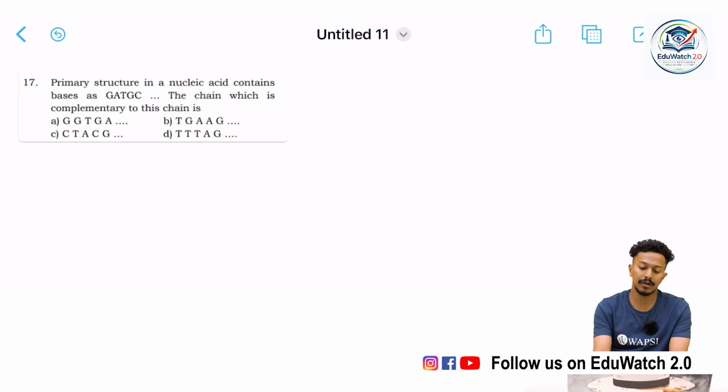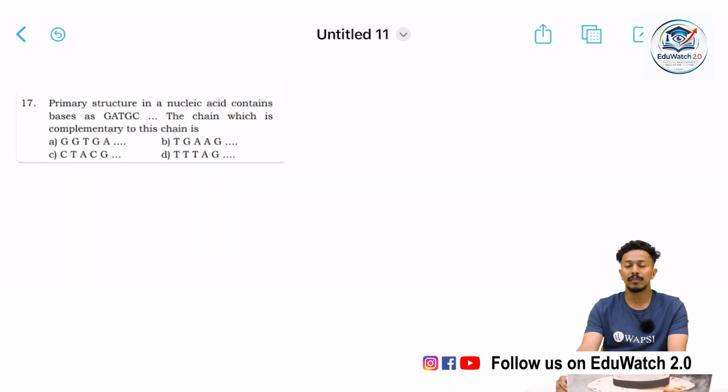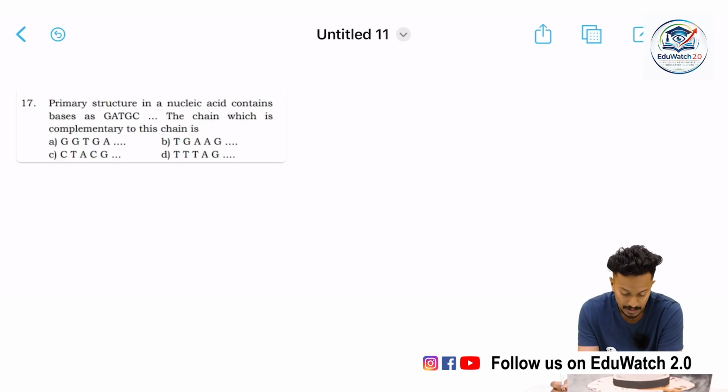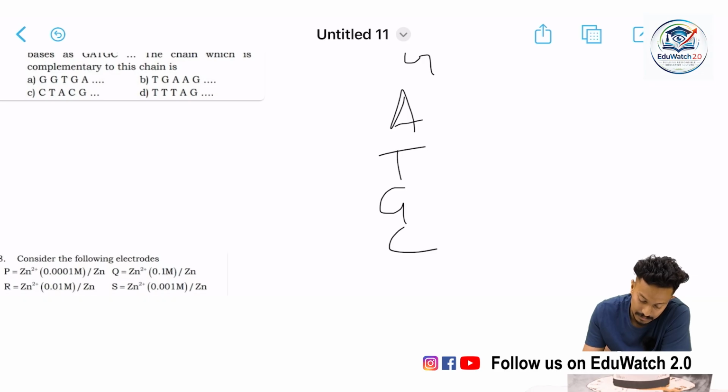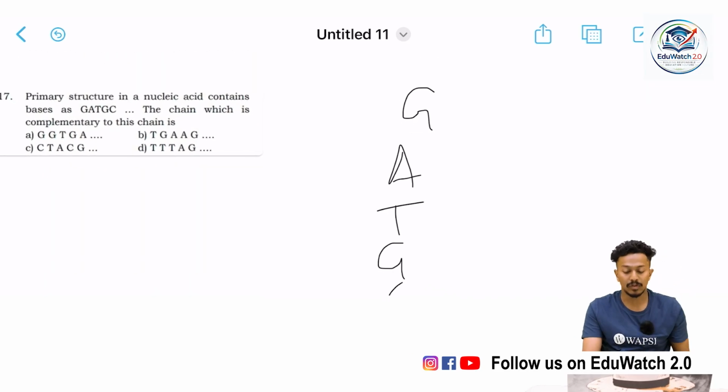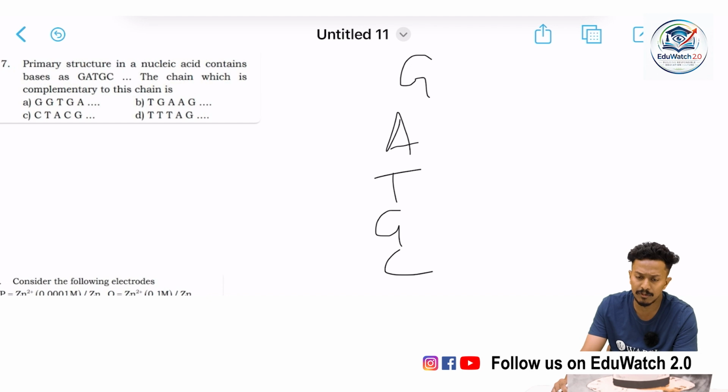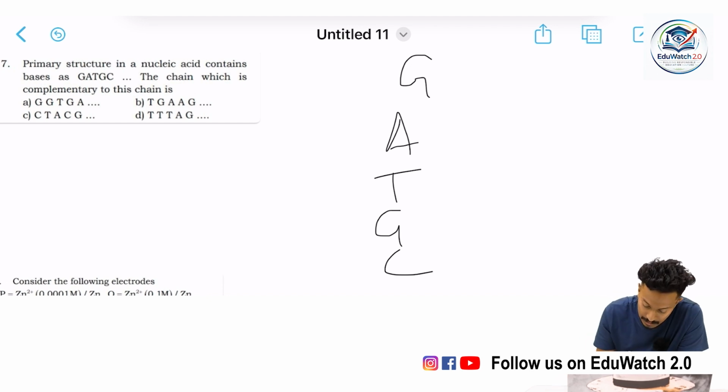Yes, this is the part from biomolecules. Are you familiar with the DNA structure and its components? So the primary structure in a nucleic acid contains bases like G, A, T, G and C. We have to find the corresponding chain. And guanine pairs with which one? How can you explain this one?